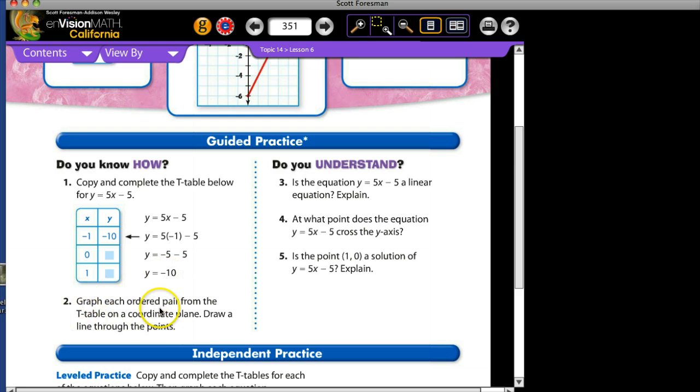Here you're going to graph the ordered pair and then draw the line through the points, which, as you all know, is the linear equation. That is the visual representation of this equation.